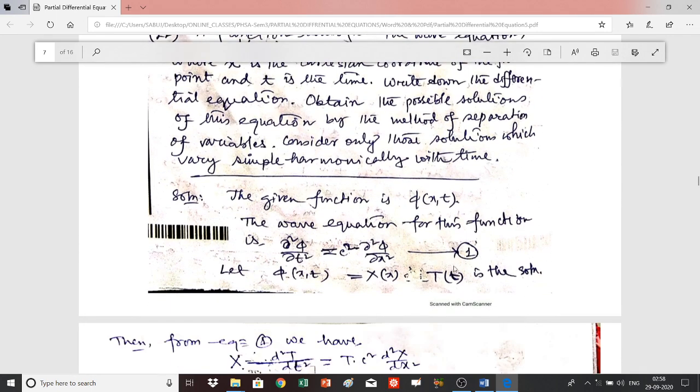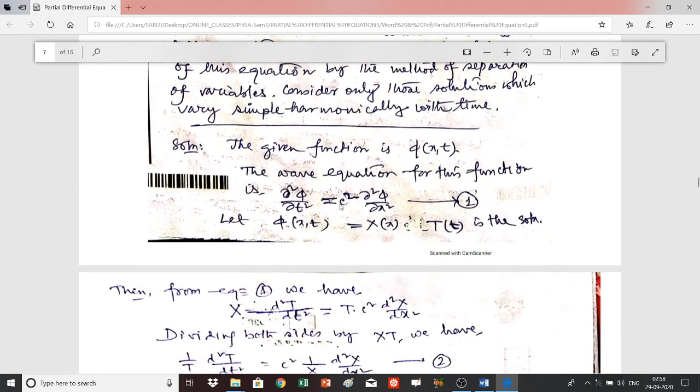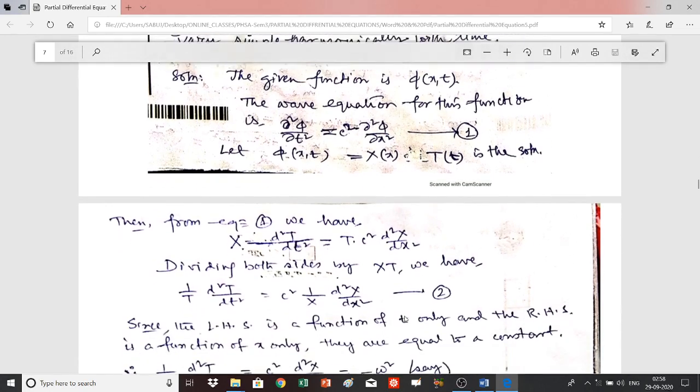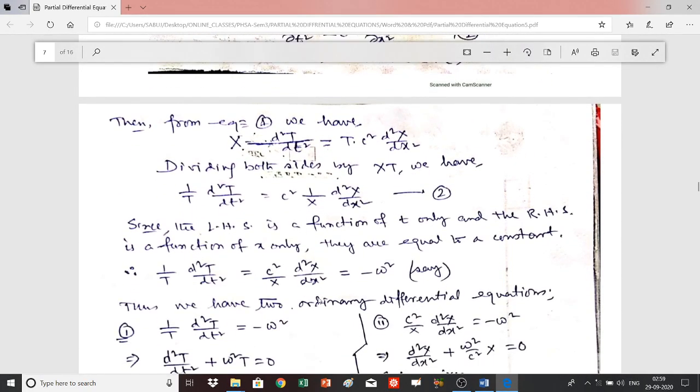So the given function is phi(x,t), and if it satisfies the wave equation, then you can write del²phi/del t² is equal to c² del²phi/del x². To solve this, you can write phi(x,t) as X(x) T(t). Now substitute the values of these partial derivatives in this expression. You will get X d²T/dt² is equal to T c² d²X/dx². Dividing both sides by XT, that will give you this. This is equation number 2.